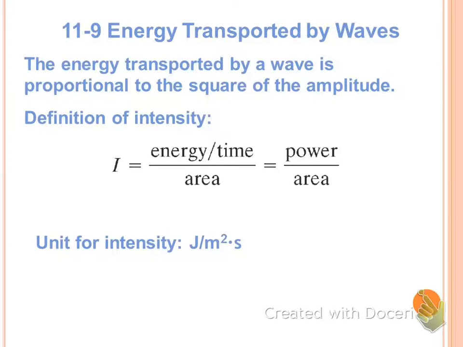Do we see where these units are coming from? Energy is joules, area is meters squared, and time is seconds. So power is joules per second over meters squared, which gives us joules over meters squared times seconds. That's where that unit comes from.